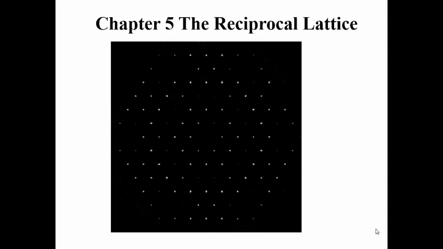Welcome to Chapter 5, the Reciprocal Lattice. So far, in Chapters 1 through 4, we looked at the symmetries of crystals. Now we're going to go into an experimental world where we take a picture, in this case with an X-ray, using X-radiation, of a quartz crystal, and we get this beautiful picture. And what does it remind you of?